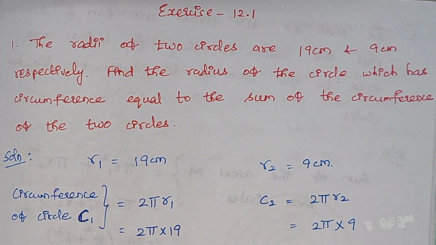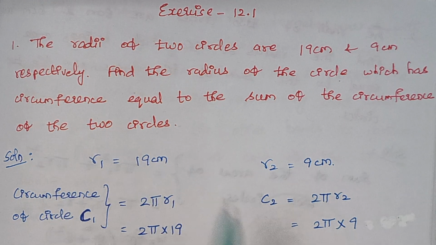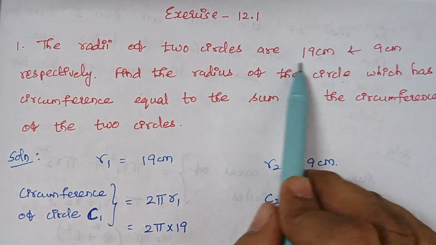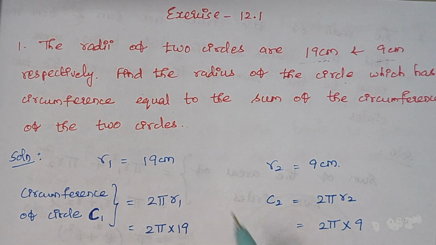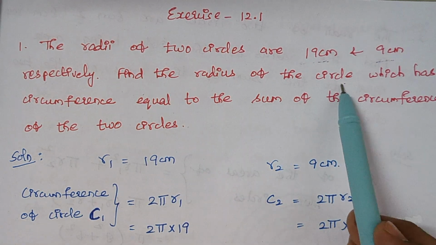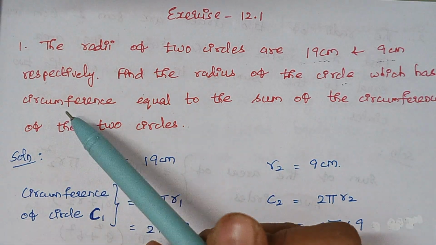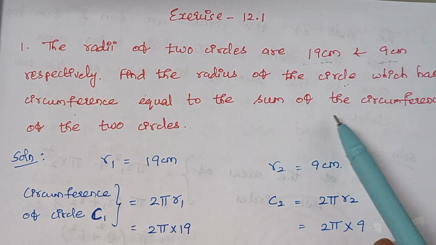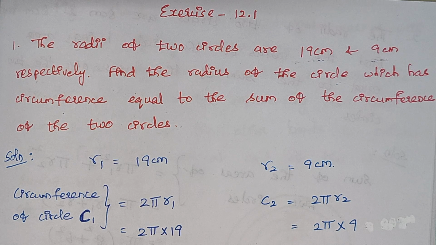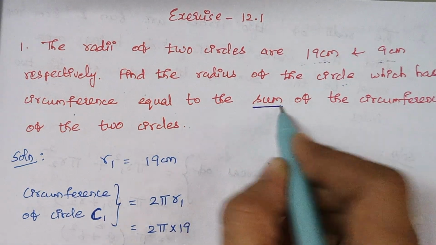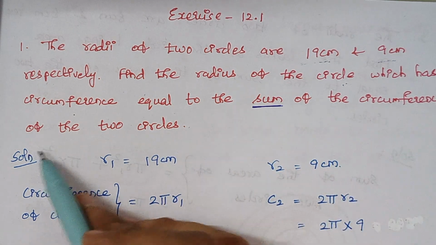So here we are provided with the radii of two circles, right? One circle's radius is 19 centimeters and the other circle's radius is 9 centimeters. We have to find the radius of another circle which has circumference equal to the sum of the circumferences of the two circles. Here comes the word sum, so we have to find the sum of the circumferences of the two circles.